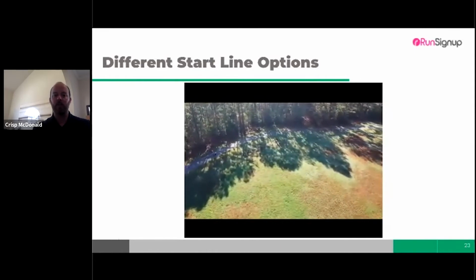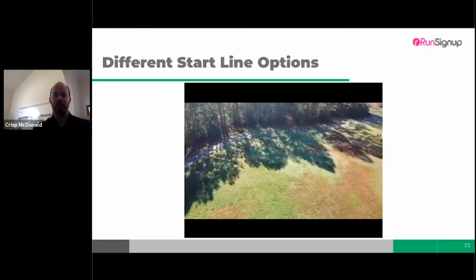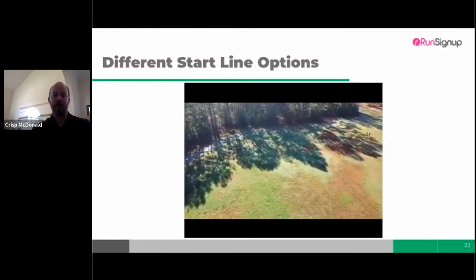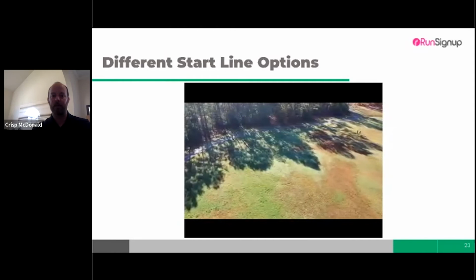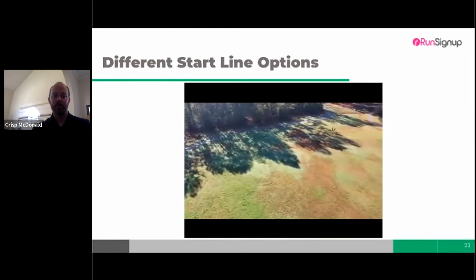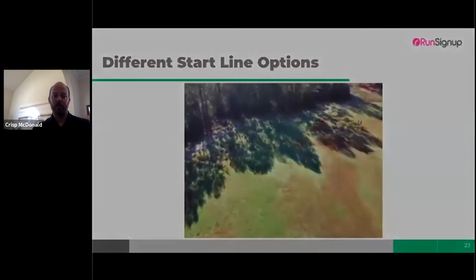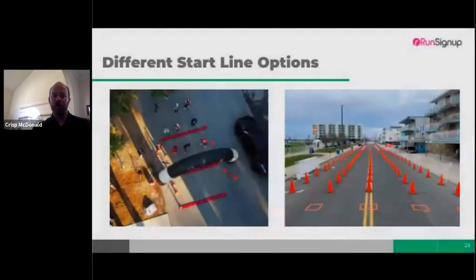So it's just a great, if you can get off the road, you're going to have a lot more options to do big things. So let's see if I can get to, let's see, I think we have a couple other start line options as well.